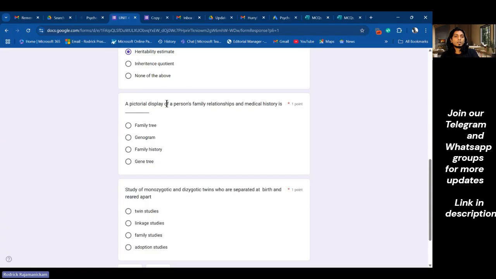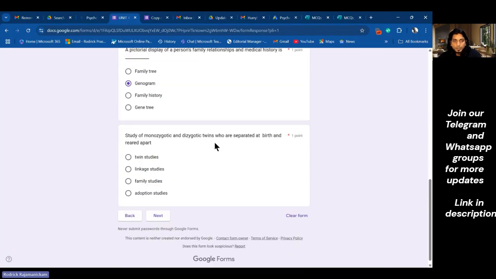So a pictorial display of a person's family relationship and medical history is genogram. It's not family tree because family tree doesn't talk about disorders and things like that, just people. Okay. And who are those people? Family history is a detailed history. It's not necessarily a pictorial display. Gene tree is similar to family tree, but gene tree is just a layman's term. So it's genogram. So we don't even need to go to the notes for this.